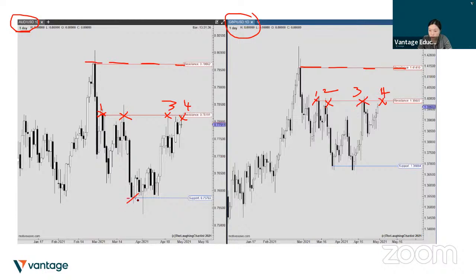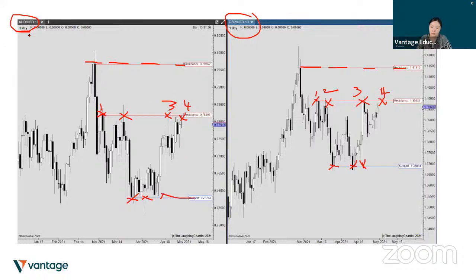So support 1, 2, 3. Support, 1, 2. You might think that this one is not that close, but it can be counted as one support as well. But yes, this is how we actually identify our support and resistance based on correlation.